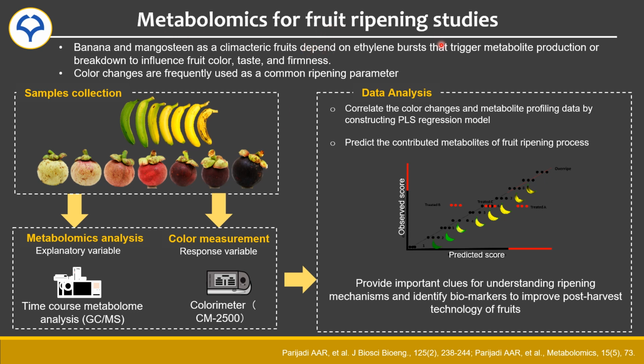First is metabolomics for fruit ripening studies. Bananas and mangosteens are fruits that can be ripened even after harvest, and color changes are commonly used as ripening parameters. To study it, we used metabolomics analysis and color measurement as a response variable to correlate the ripening process and metabolite changes. These studies could provide important clues for understanding ripening mechanisms and identify biomarkers that might be useful for post-harvest technology.